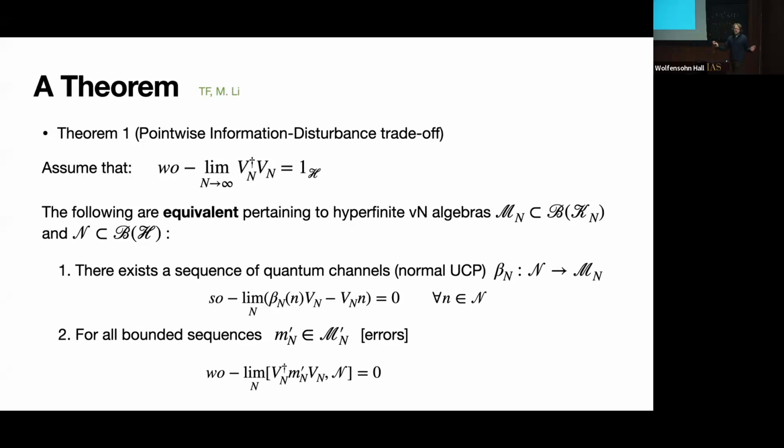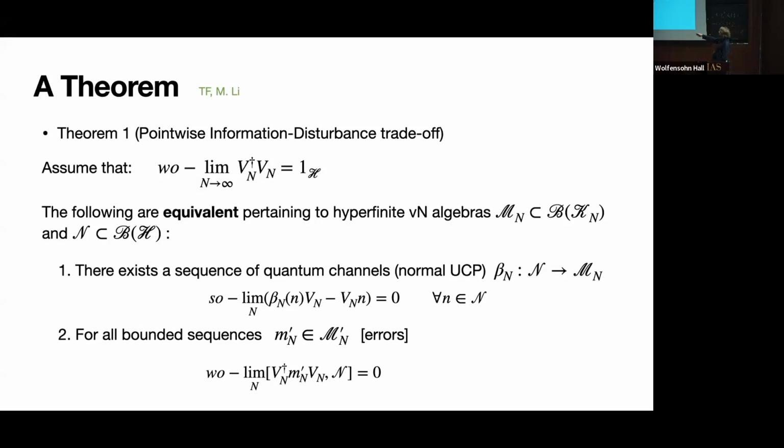So it's not an isometry, it's just a linear map between Hilbert spaces, but it will limit to an isometry. In that context, the following two statements are equivalent. This is similar to the previous exact case. We have operator reconstruction and some Knill-Laflamme-like condition. In the operator reconstruction, we have these maps, these unital completely positive maps.